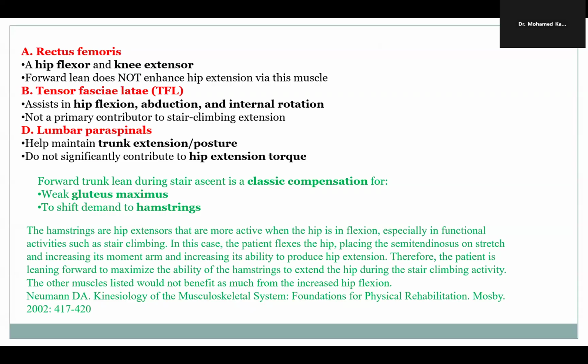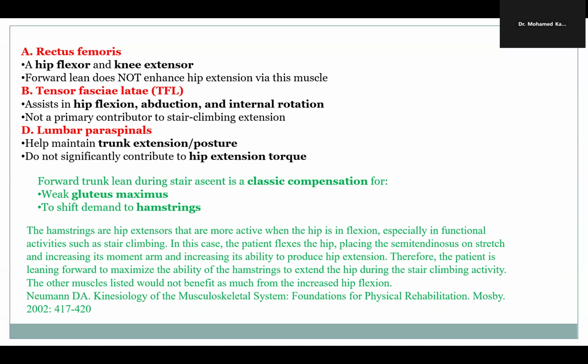And we said that hip extension is important for stair climbing. Lumbar paraspinals. These muscles help maintain the trunk in extension posture, an erect spine. So they do not significantly contribute to hip extension torque. So by understanding the action of each muscle, we can select the correct answer.